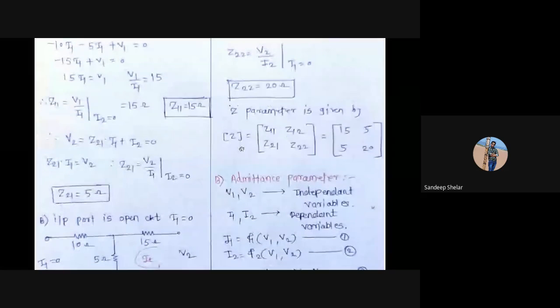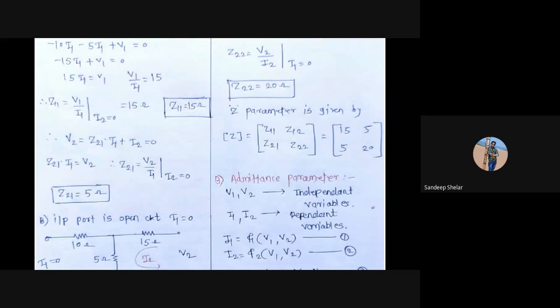Then the Z parameter is given by Z is equal to Z11, Z12, Z21 and Z22. The value of Z11 is 15 ohm, then Z12 is 5 ohm, then Z22 is 20 ohm and Z21 is 5 ohm. In this problem, we have obtained the values of the Z parameters with the conditions of output port open circuit and input port open circuit.